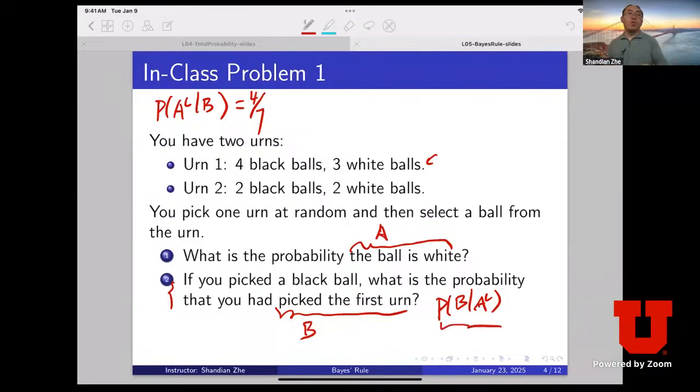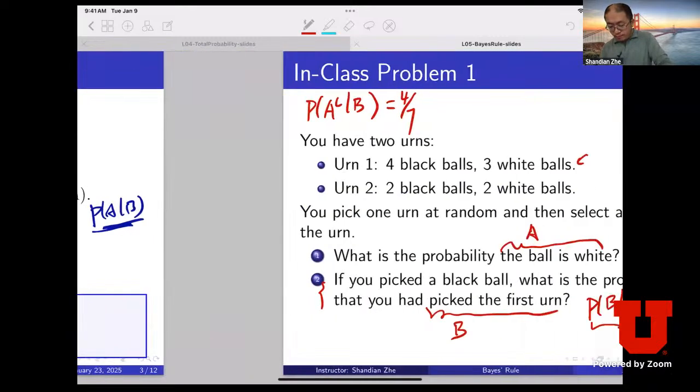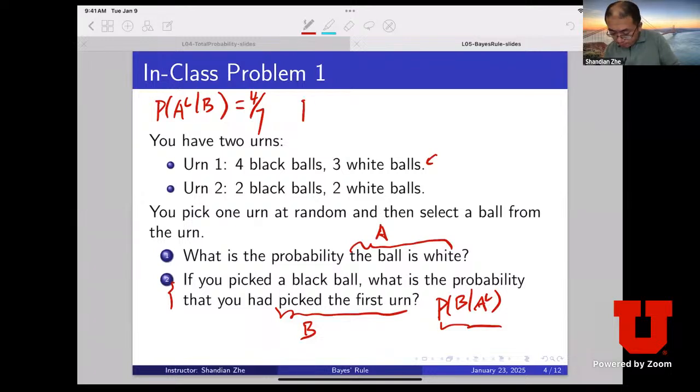So what we want to calculate is the inverse of this conditional probability. That is, given you pick a black ball, what's the chance you had previously picked the first arm? So we're going to leverage the Bayes rule we just introduced. I'm going to erase those drawings to make it clear. We just apply this rule.